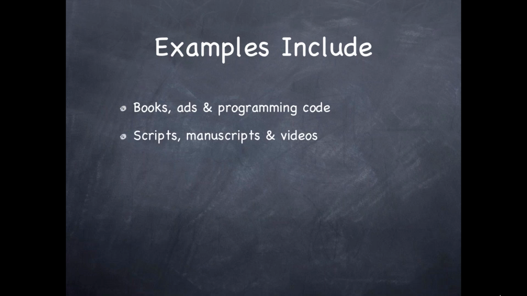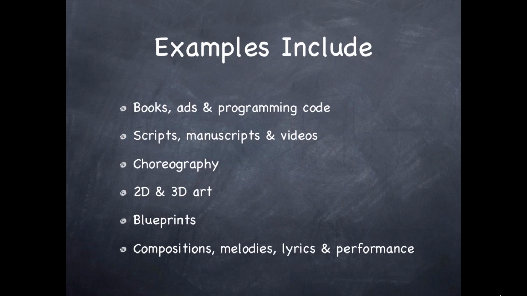Scripts, manuscripts, and videos will be protected under the audiovisual or performing arts category. Choreography, including mime performance and dance routines, can be protected under performing arts. 2D and 3D artwork will fall under visual art. This will include sculptures, drawings, paintings, photography, etc. Blueprints also will fall under that. Compositions, melody, lyrics, and performances will fall under sound recording in part and performing art in part.